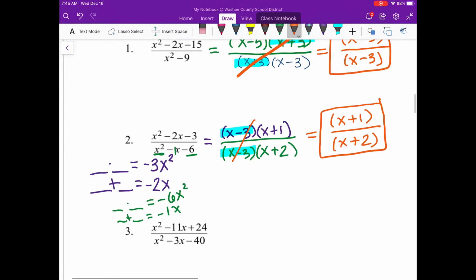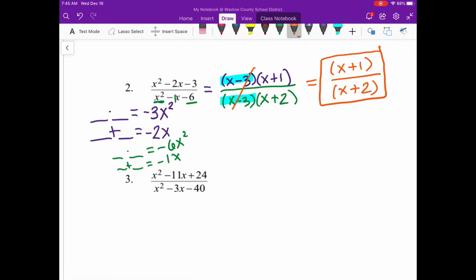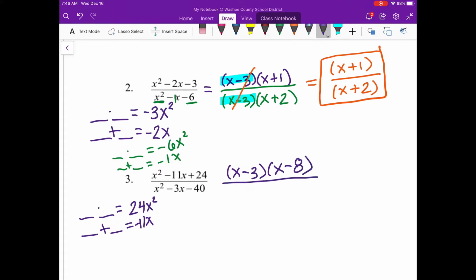All right, one more here just to practice simplifying, and then we're going to go into actually multiplying and dividing these expressions. So numerator again, what two numbers multiply to negative 24x squared and add up to that negative 11x? Hopefully for this one you're thinking x minus 3, x minus 8, because if I were to add negative 3 and negative 8, I would end up with a negative 11 there. But if I were to multiply negative 3 times negative 8, that's how I would get a positive 24 there.